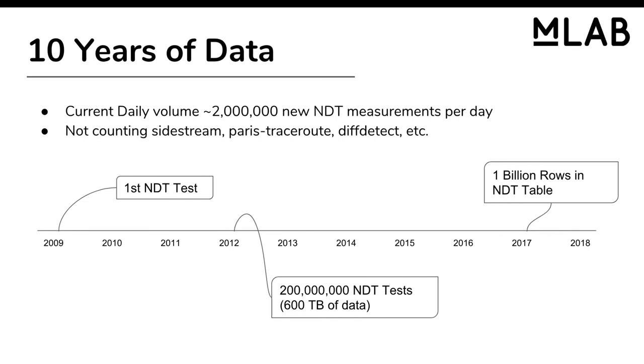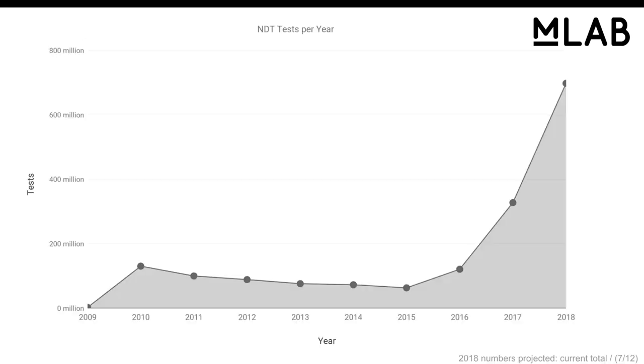In 2009, we had our first NDT test. By 2012, we had 200 million in total. And in 2017, we celebrated having a billion rows of open speed test data. It's super, super cool. And if you go to the next slide, you can see that in 2014, when I joined the project, it was a little bit of a scary time in terms of our data. We founded the project, and then every year, we got less and less data.